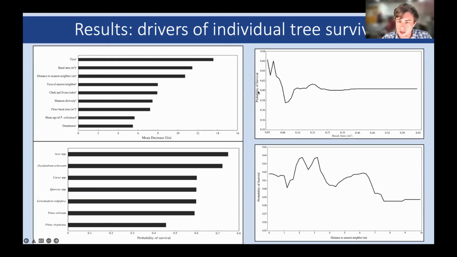And then looking at probability of survival based on basal area and distance to nearest neighbor, we see a trend that's been well documented. Smaller trees were more likely to survive. Trees from about 30 to 50 centimeters were least likely to survive, and it plateaued with the very large trees. And then trees with a shorter distance to their nearest neighbor were less likely to survive.